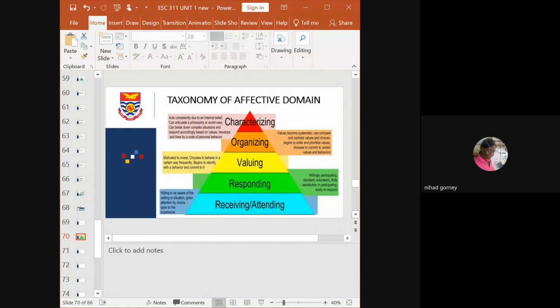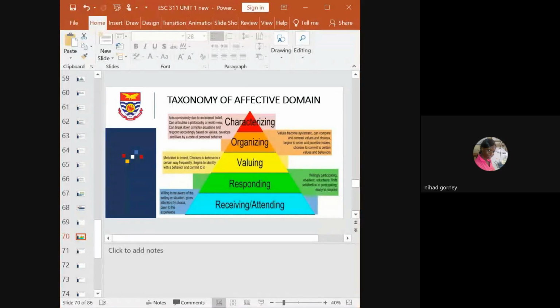In the taxonomy of the affective domain, the basic one is receiving or attending. At receiving or attending, we are looking at, are you willing to be aware of the setting or situation? Gives attention by choice or open to experience? Are you at that point? If you see a student who is at the point of receiving or attending, that means he is willing to be aware of the situation he is inside. He gives attention by his own choice and is open to experience.